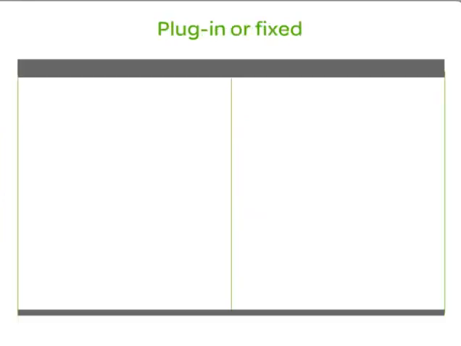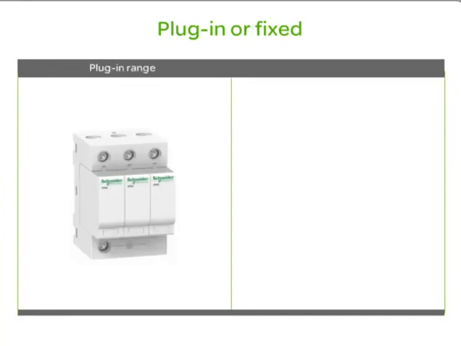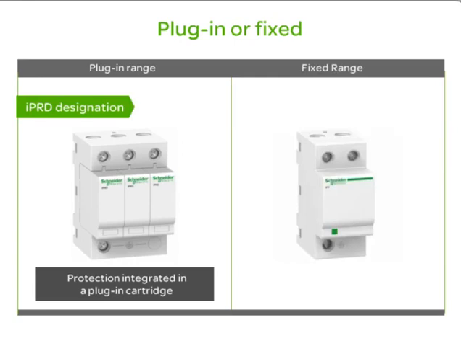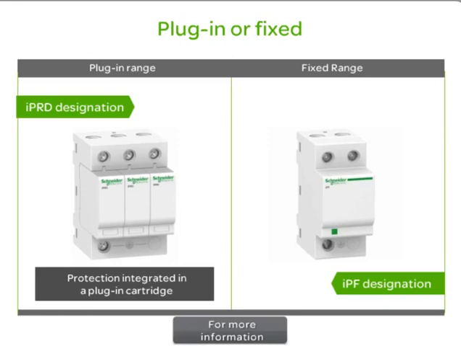There are two sorts of surge arresters. Surge arresters with plug-in cartridges. The cartridges may be replaced by a quick maneuver to facilitate operating and maintenance operations. The plug-in range is distinguished by its designation, IPRD or PRD1, or by the version with integrated circuit breaker, iQuick PRD. And fixed surge arresters available with the designation IPF, IPRF1, PRF1 Master, or the version with integrated circuit breaker iQuick PF.